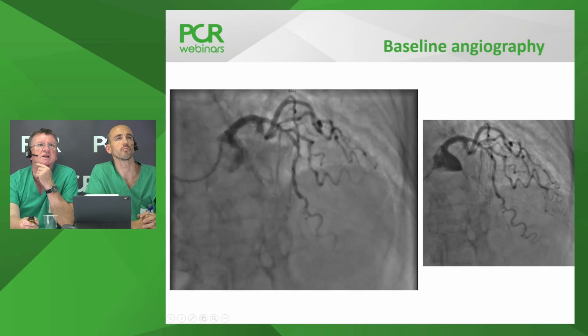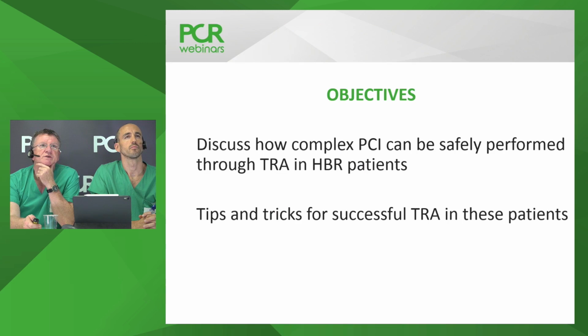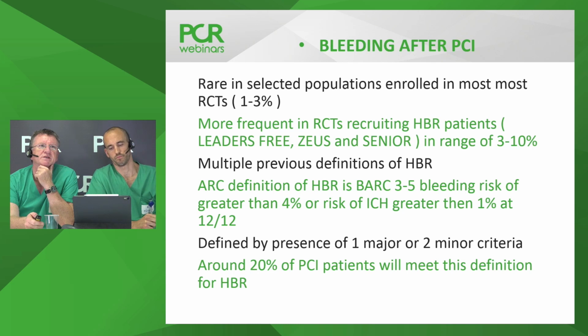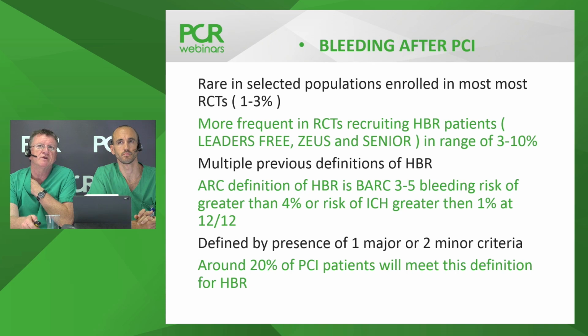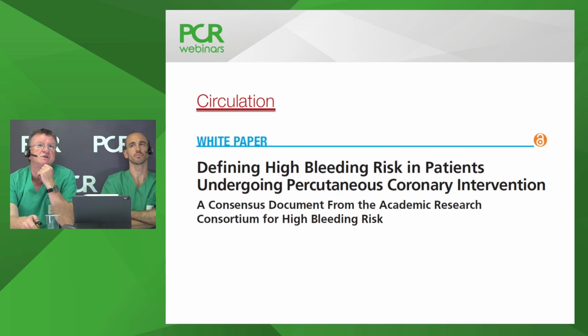Okay, so here we'll just look at bleeding risk calculations. The bleeding risk score I would recommend is the ARC definition of bleeding risk, which is that if you have a greater than 4% risk of a bleed or a greater than 1% risk of intracranial hemorrhage, then you are at high risk. And you calculate the score using the methods outlined in this Circulation paper from 2019.